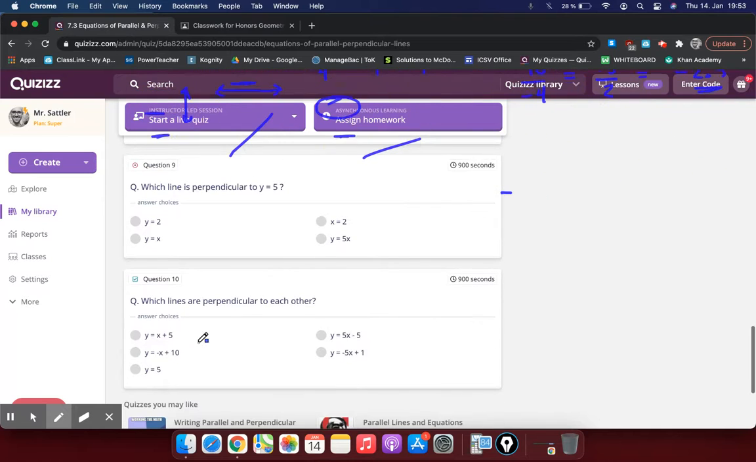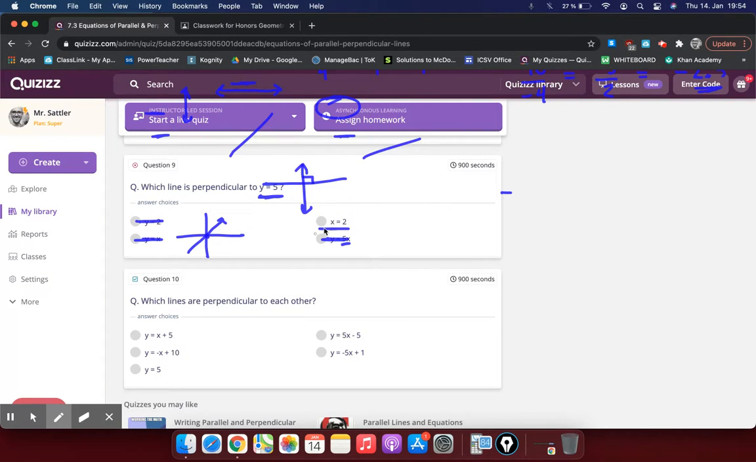Okay, and number 9, which line's perpendicular? So now we want a vertical line. If y equals 5 is horizontal, then we need a vertical line. And vertical lines don't start with y equals. They don't have a slope. They start with x equals. Y equals x would be a 45-degree angle line, slope of 1.